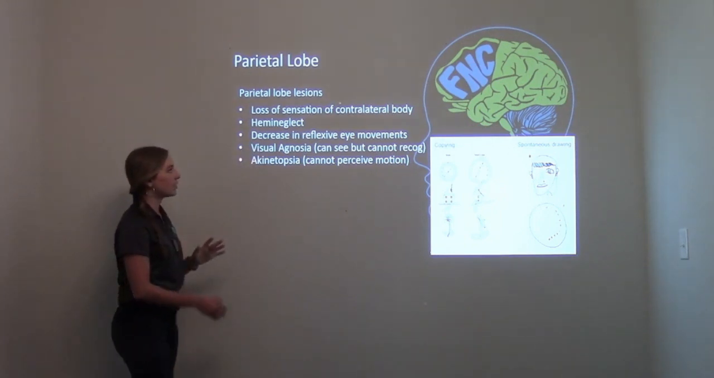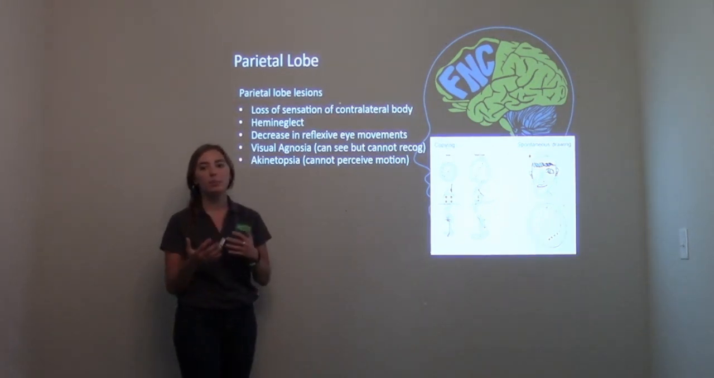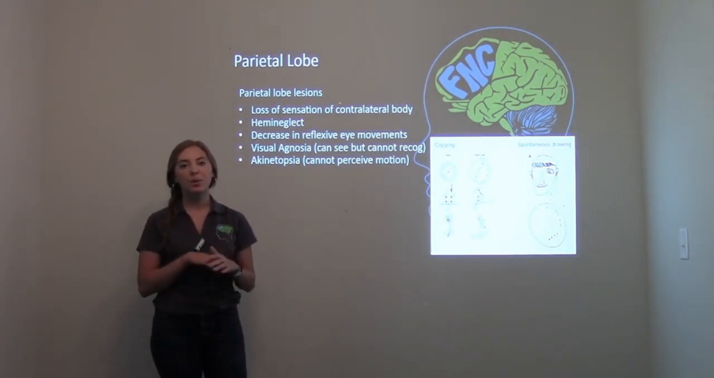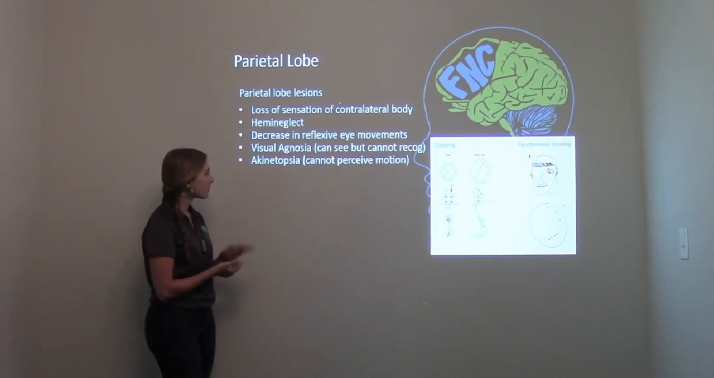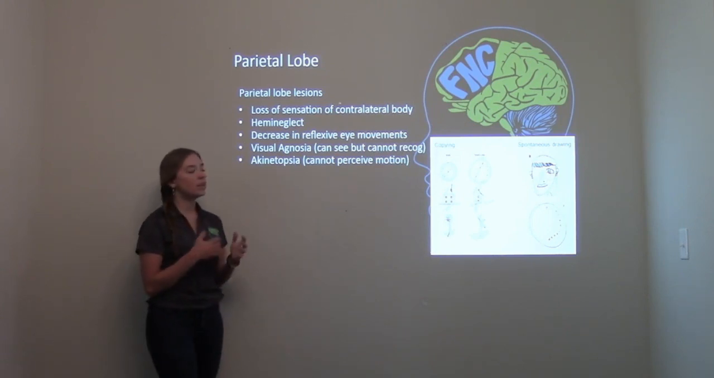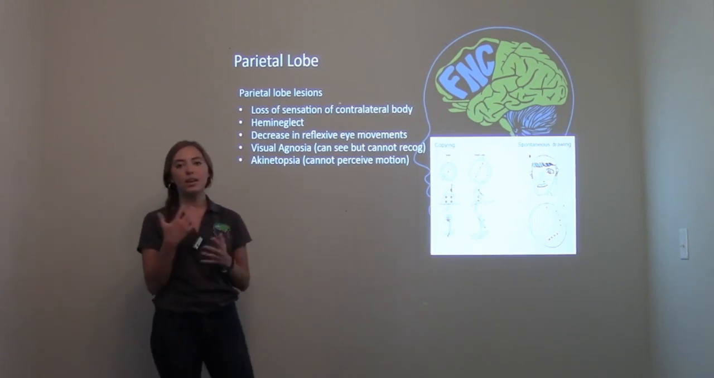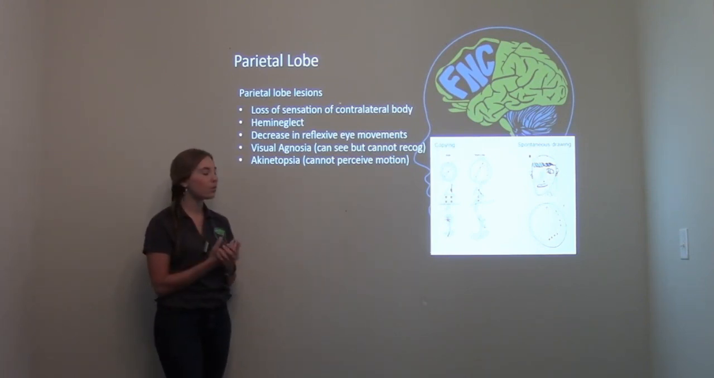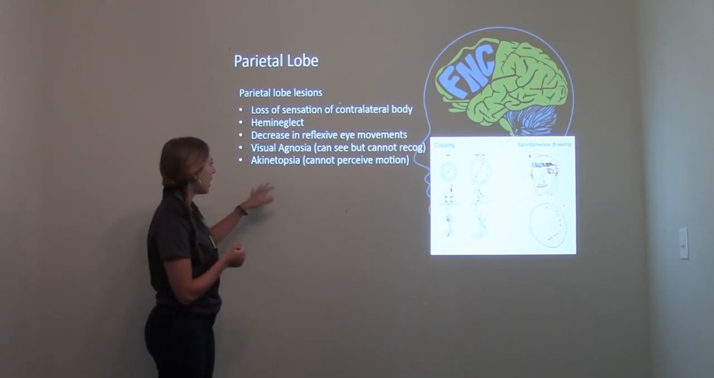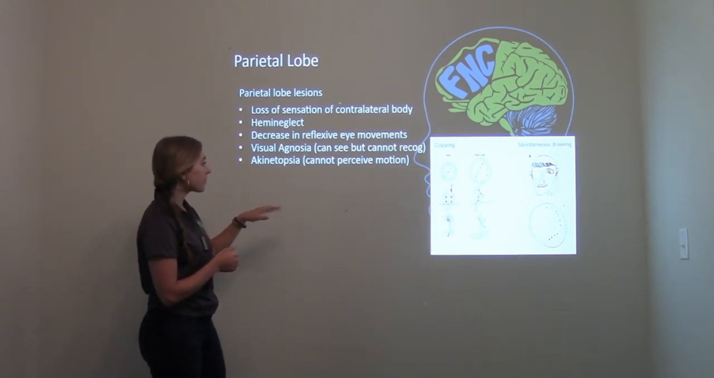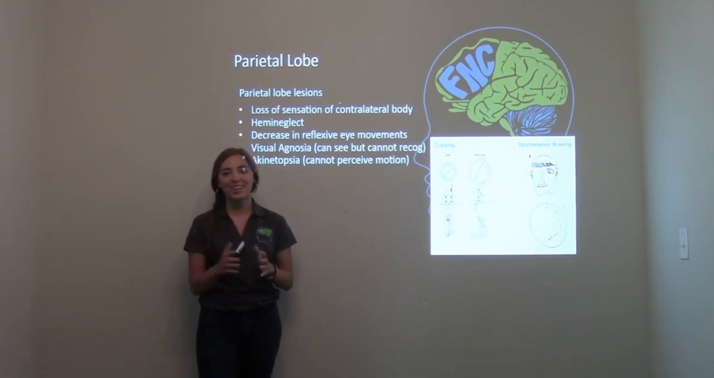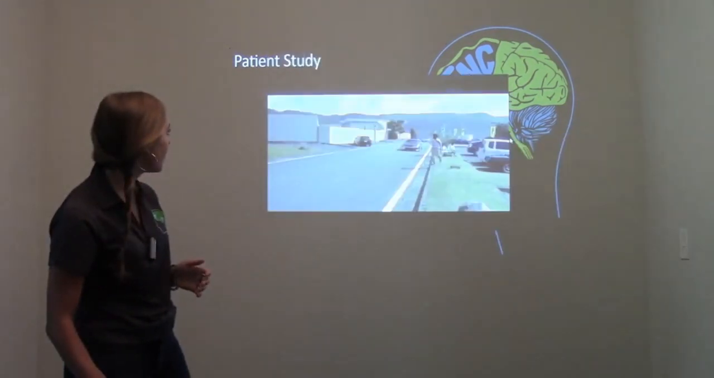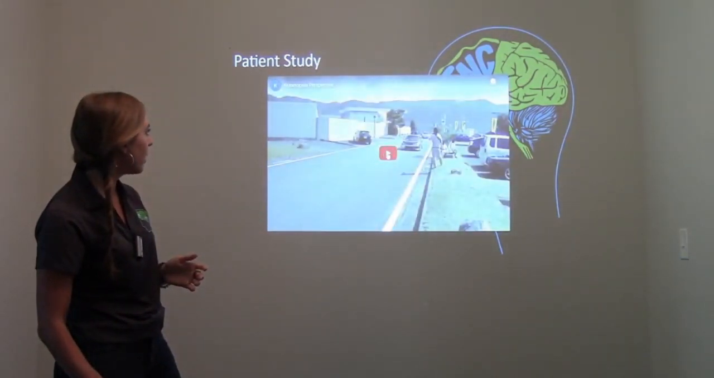A decrease in reflexive eye movements. I'm talking a little bit about pursuits here and VOR and OPK that those are used in, but we're going to talk a lot more about that next week. Visual agnosia is when you can see an object, but you can't recognize it. This is also going to work with the occipital lobe. And then we also have akinetopsia, which is when you can't perceive motion. That is an extremely important skill, and I have a cool video to show you guys of the patient perspective for what this looks like.